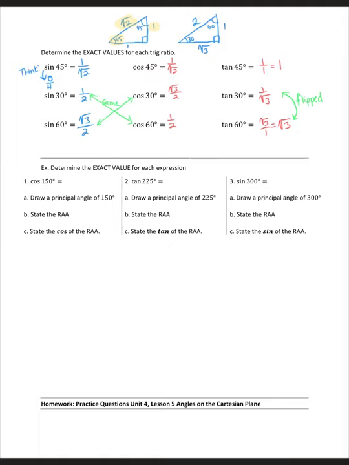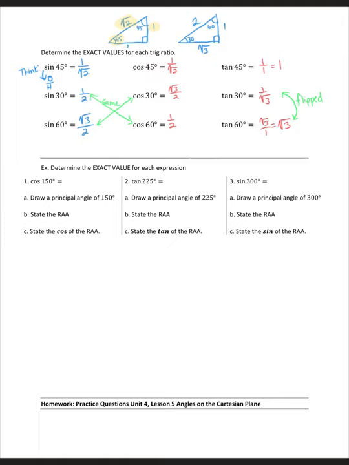So we're going to kind of put together all those things we've looked at today. We're going to determine the exact value for each expression. So you're going to be given a principal angle that is bigger than 30, 45, or 60. But once we determine the related acute angle, that will tell us what those primary trig ratios are, or in particular, which ones they're asking for each of those angles. So let's take a look at this. So determine the exact value for each expression. So the cosine of 150.